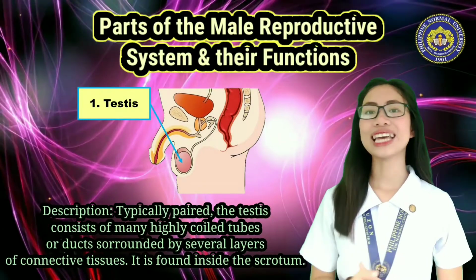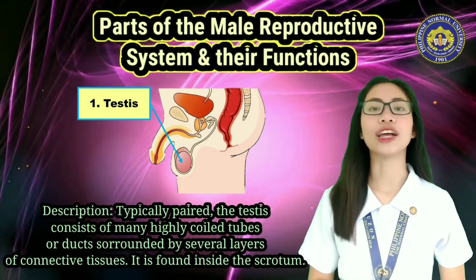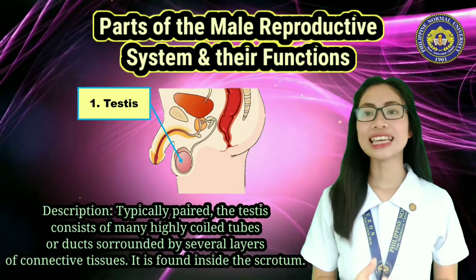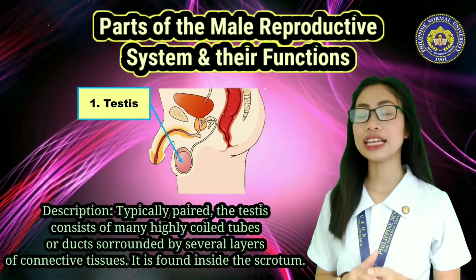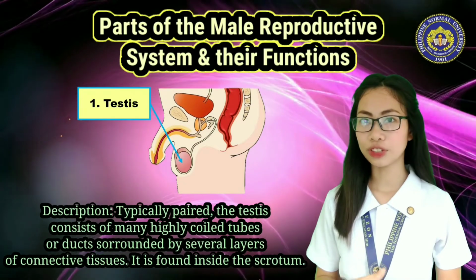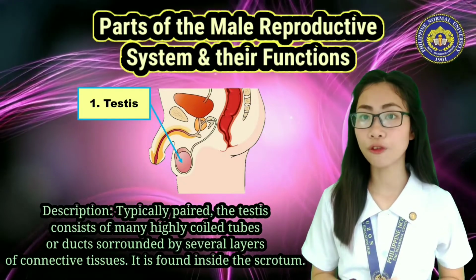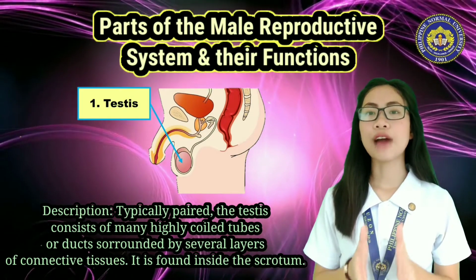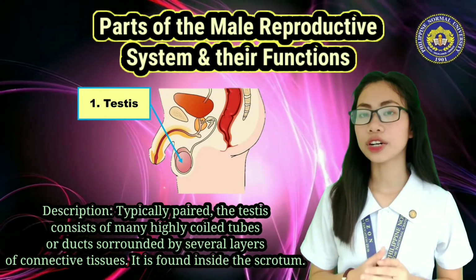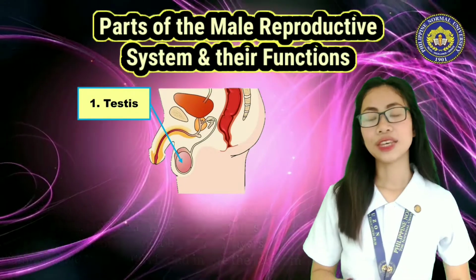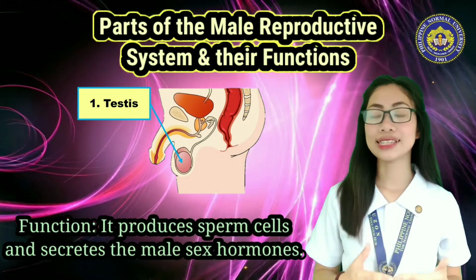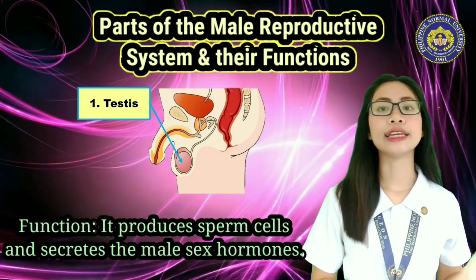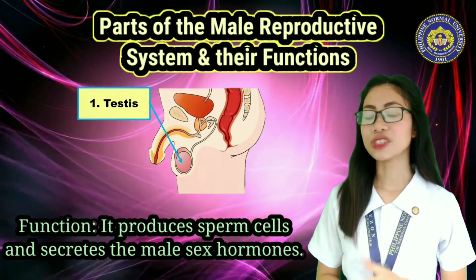First, let us have the testes, or testis in singular. It is typically paired. The testes consist of many highly coiled tubes or ducts surrounded by several layers of connective tissues. It is found inside the scrotum or the scrotal sac. It produces sperm cells and secretes the male sex hormones, the androgen and testosterone.